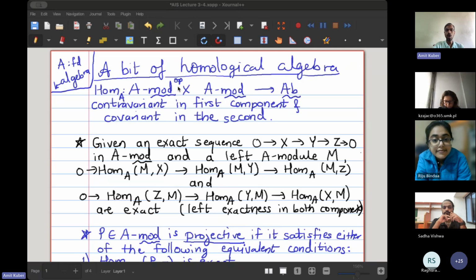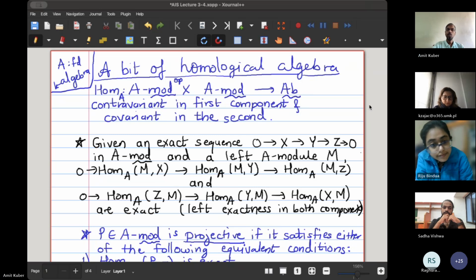And the important thing to observe here is that in general, if you are talking about a non-commutative ring, then the target of the Hom bifunctor is just the category of abelian groups. If you have only seen commutative algebra, then you would know that it again goes to A-mod, but that is not necessarily the case. It's only abelian groups.